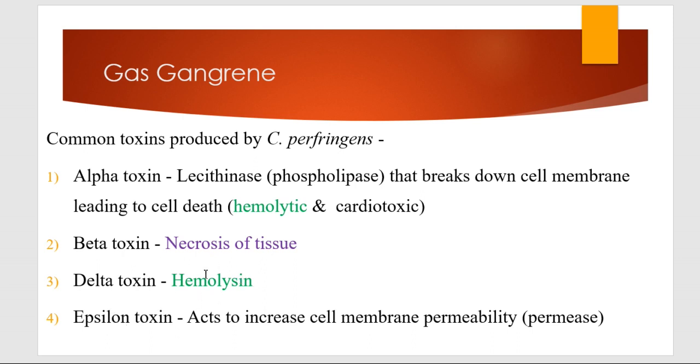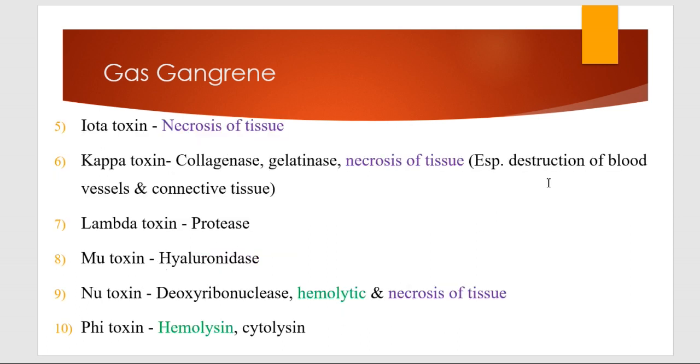Again, delta toxin is a hemolysin, hemolytic activity is its responsibility. Then epsilon toxin acts to increase cell membrane permeability. An enzyme is there, permease. Then Iota toxin, again it causes necrosis of tissue. So there are basically 4 toxins causing necrosis of tissue.